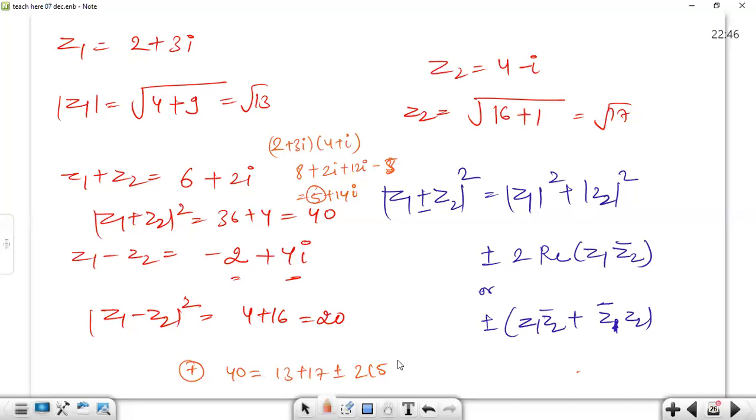Now, we were doing a simple mistake here. We were writing 16 here mistakenly. 13 plus 17 becomes 30, plus minus 10. Now, for the case of positive, it has to be 40, and for the case of negative, it has to be 20. So let's check. For the case of positive, it is 40. For the case of negative, it is 20. So this particular formula we have verified. Any doubts? Anyone? No, sir.